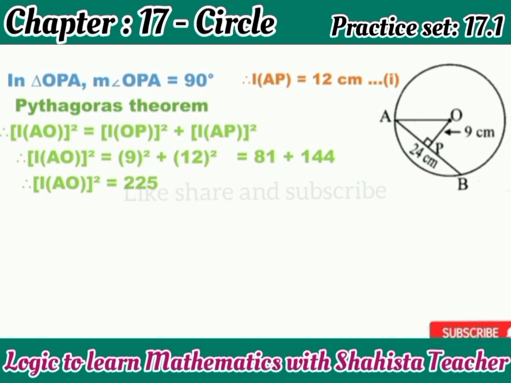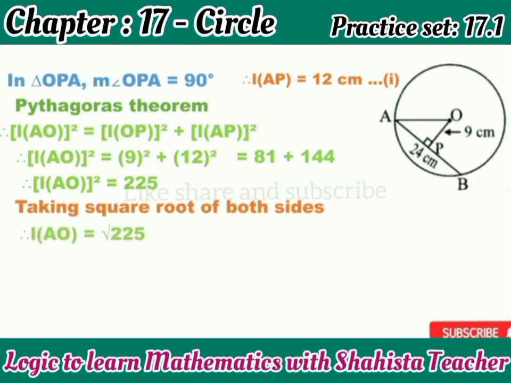Now we know that AO square is equal to 225. Taking the square root of both sides, AO is equal to root of 225. Root of 225 is 15. So AO is equal to root of 225, which is 15. Length of AO is equal to how much?